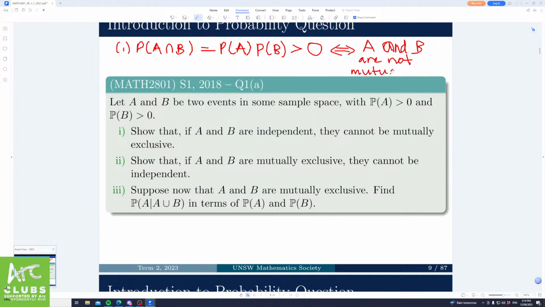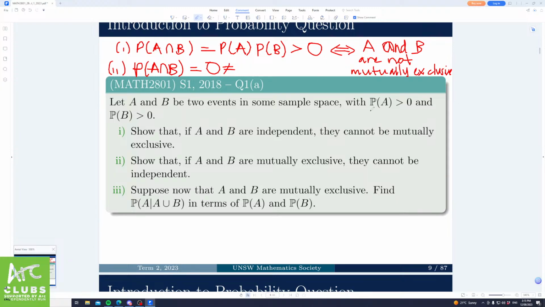Now with the next part, you're pretty much doing the same thing except the other way around. So now you're given that they are mutually exclusive, and you have to show that they cannot be independent. And we're going to be doing the same thing here, because if A and B are mutually exclusive, then we know the probability of their intersection is 0. That's just the condition for mutually exclusive sets.